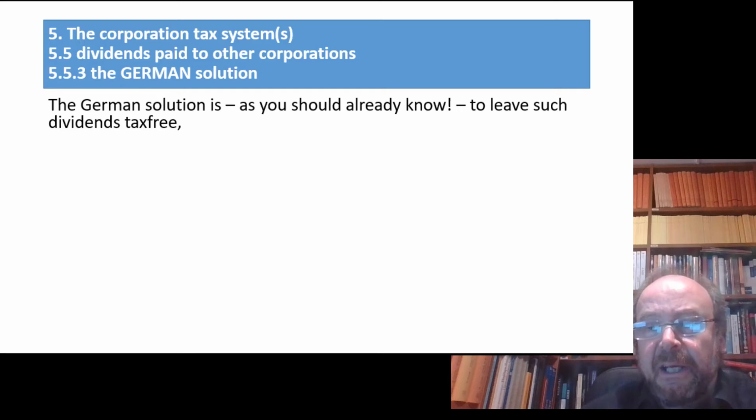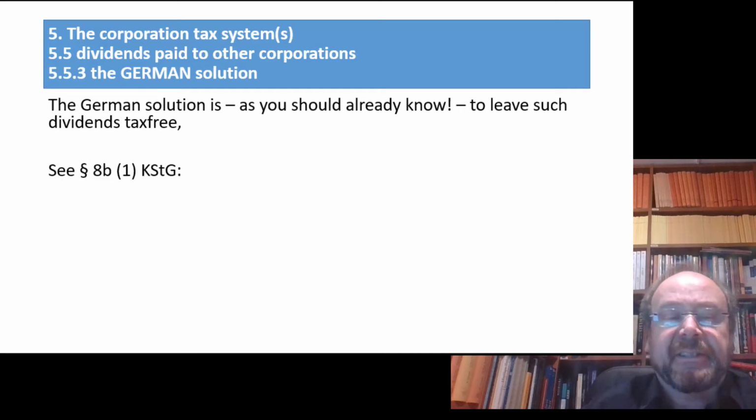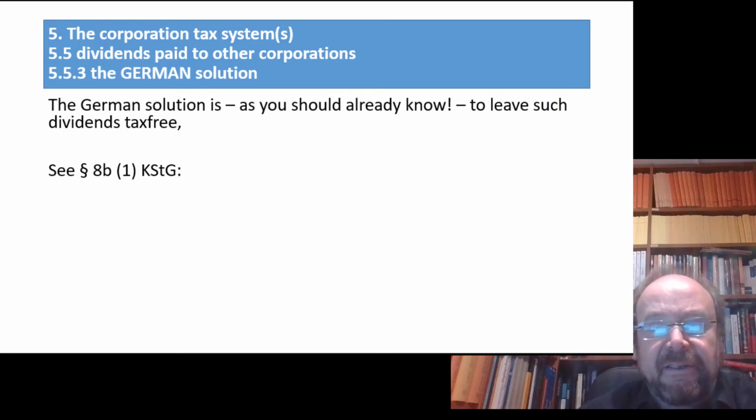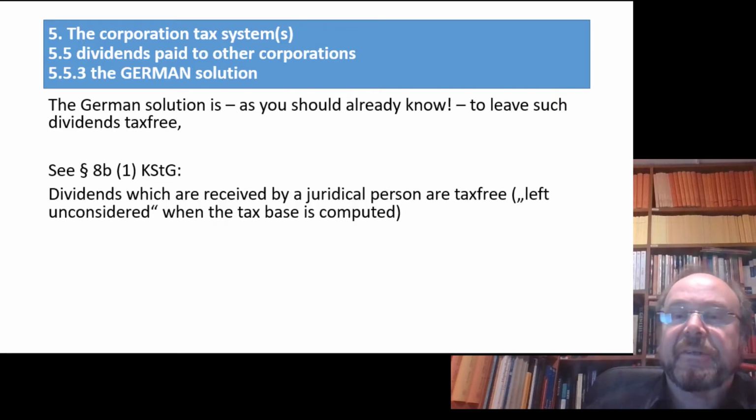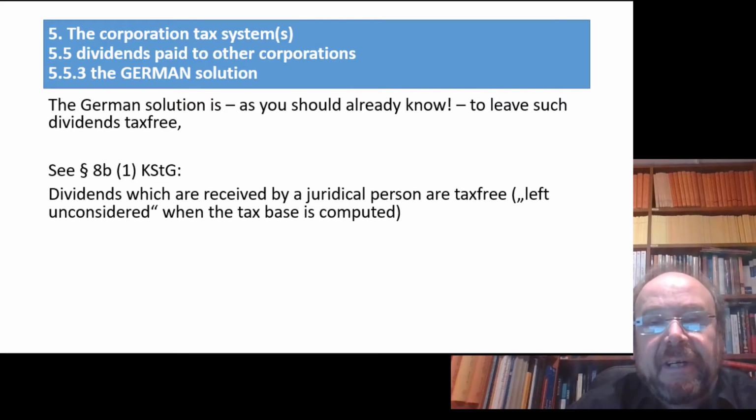Then the German solution is the dividend exemption, and you should already know that. And you can find that in 8b1 KStG. You remember that important rule probably already from the general introduction to tax law lecture. Dividends which are received by a juridical person are left tax-free in the hands of that juridical person.